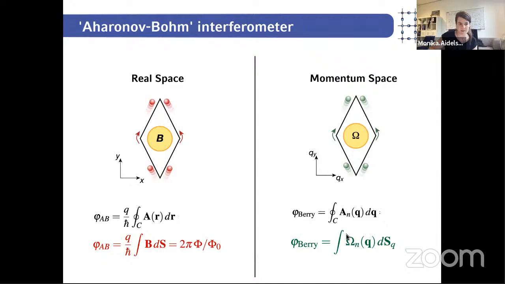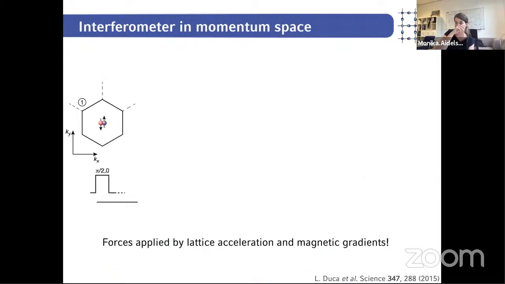And this has been implemented in order to measure this pi Berry flux that is associated with the Dirac cone in the dispersion relation of the hexagonal lattice. Okay, so let me explain how the interferometry sequence was implemented in the experiment. So initially, we have a condensate at Q equal to 0. So there's some wave packet. And usually we only work with one internal state of the atom. So let's say the lowest energy state in the ground state hyperfine manifold.